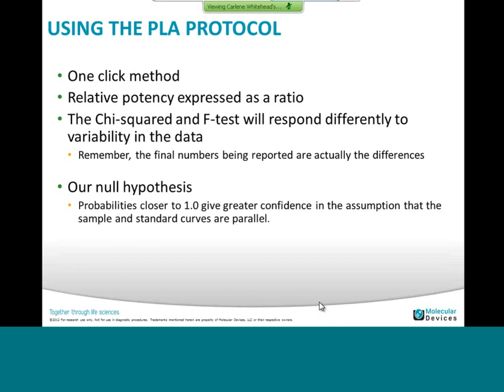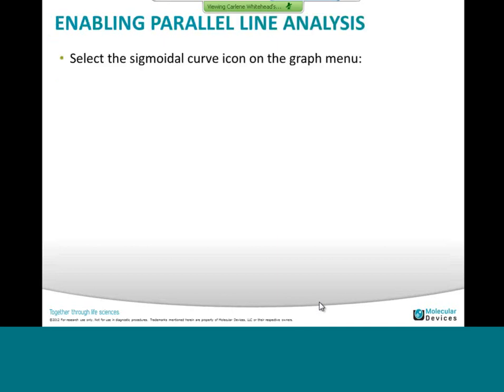However, you have to be cautious because they will respond differently to the variability of the data, and therefore they might report different results. In both cases, the null hypothesis in SoftMax Pro is that the probability closer to 1 gives you a greater confidence in the assumption that the sample curve and the standard curves are parallel.